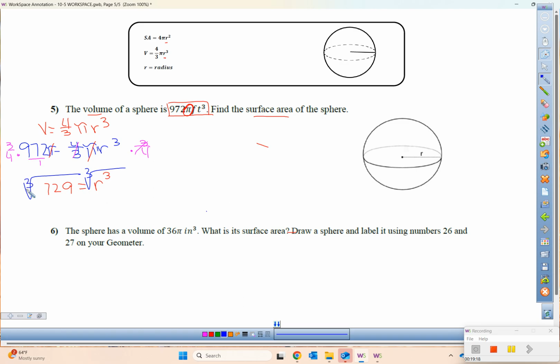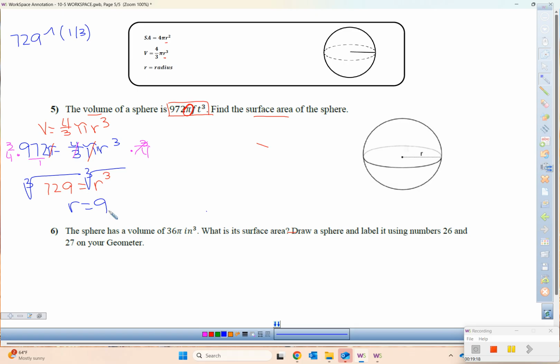And the trick to putting this in our calculator is if you put this number, 729, and I'm going to write exactly how you do it. 729, and then use your caret key, put a parenthesis, and put 1 divided by 3. So 729, caret, 1 divided by 3. And you should get r equals 9.